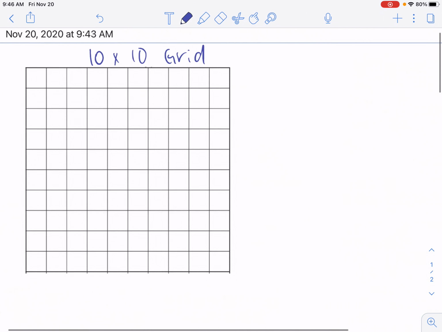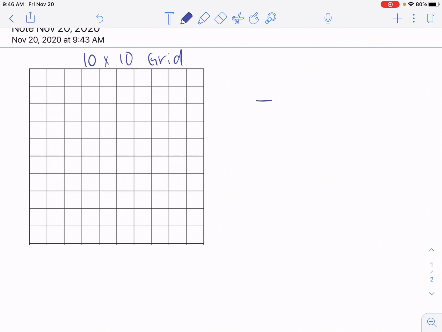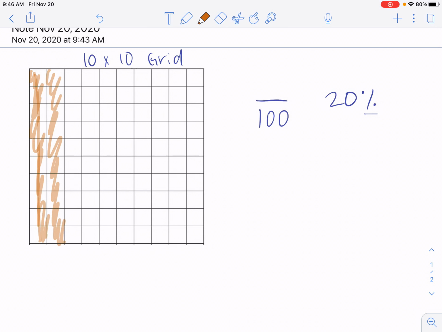There are 100 squares right here, and we know that a percent is always out of 100. So let's say I wanted to model 20%. Percent means per 100, so I need to color in 20 out of these 100 squares. I need to color in all of these squares and all of these. That would be 20 out of 100, which is 20%.